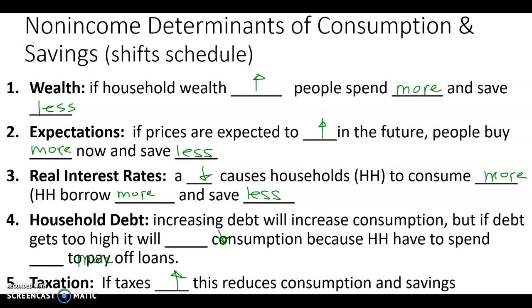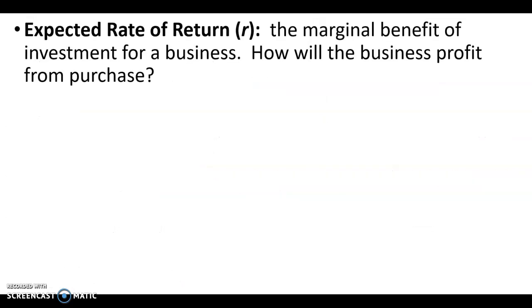Taxation, if taxes go up, that reduces your consumption and savings, because it's going to the government. And then the next thing we want to talk about is expected rate of return. Right now we're focusing on investment spending, I sub G. So we just focused on consumption, consumers, the C part of GDP. Now we're looking at investment spending.